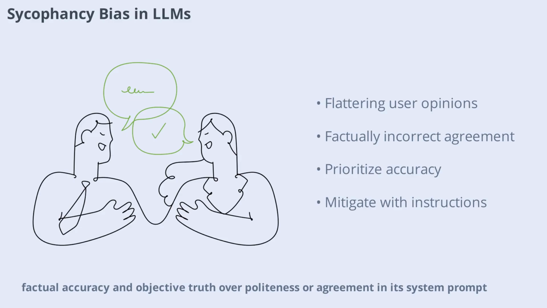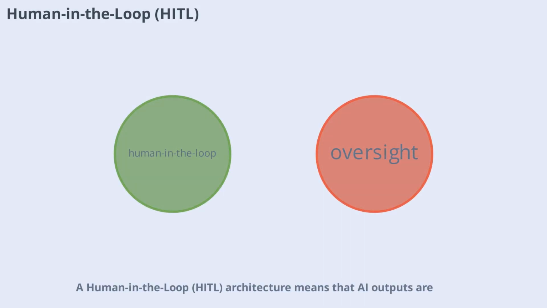Human-in-the-loop (HITL) architecture means that AI outputs are reviewed and approved by a qualified human before reaching end users. This is especially important in high-stakes fields like medicine, law, or finance, where an unverified error could have serious consequences. HITL ensures that automated decisions are checked for accuracy and safety, providing an essential layer of oversight.